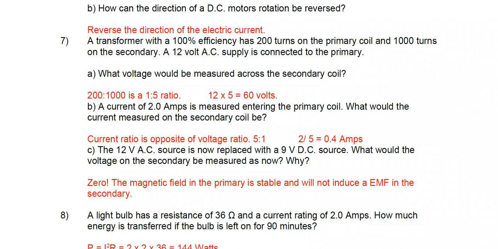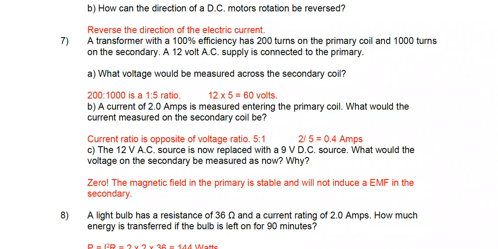B, a current of 2 amps is measured entering the primary coil. What would be the current measured on the secondary coil? Now this time the ratio is reversed. For the same increase in voltage, we get the same decrease in current. So if it was a 1 to 5 ratio for voltage, it's now going to be a 5 to 1 ratio for current. So 2 divided by 5, I get 0.4 amps.